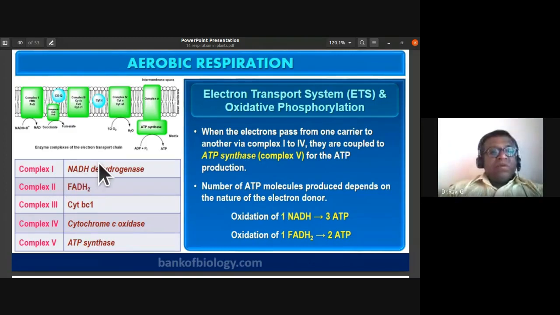Here you have a list of the enzymes. Initially NADH is oxidized by complex 1, that is NADH dehydrogenase. FADH2 is oxidized by complex 2, that is succinate dehydrogenase. Complex 3 has the cytochrome BC1 complex. Complex 4 has cytochrome C oxidase, and complex 5 has ATP synthase. These are the complexes that we have.